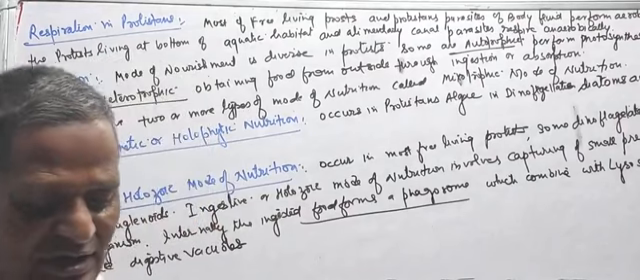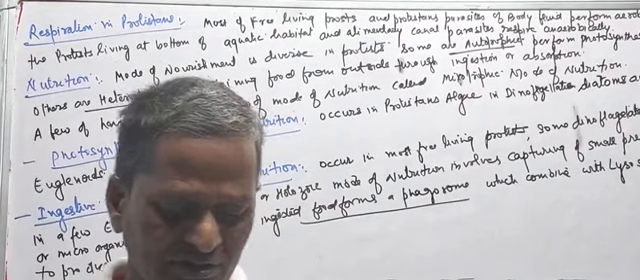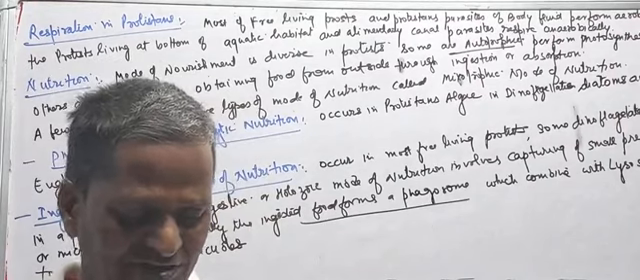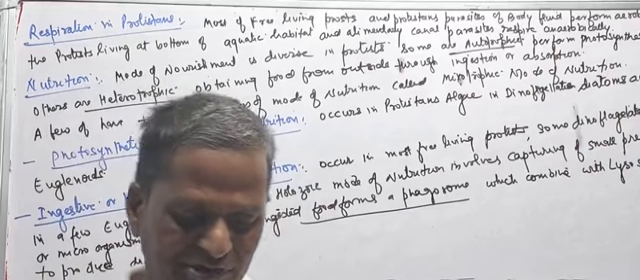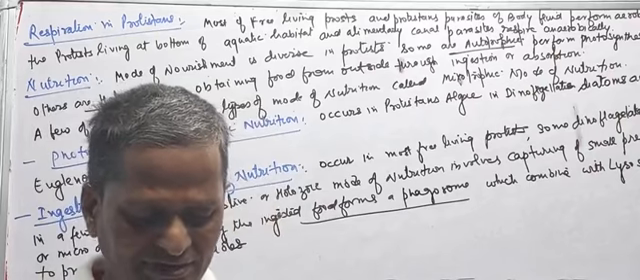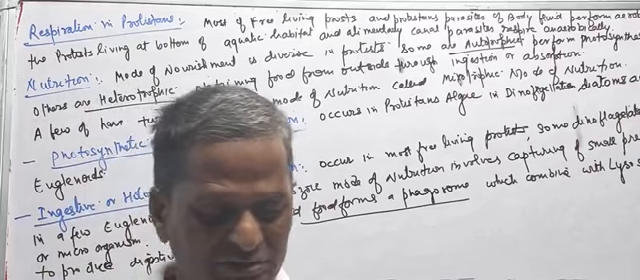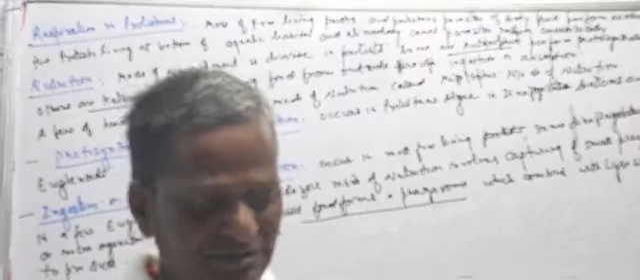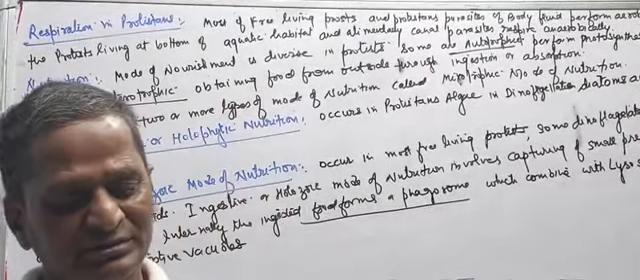So friends, in my next video I will describe other modes of nutrition, that is saprotrophic mode of nutrition, pinocytosis, parasitic mode of nutrition, mixotrophic mode of nutrition, and symbiotic nourishment.